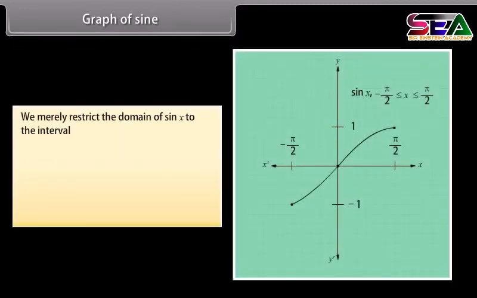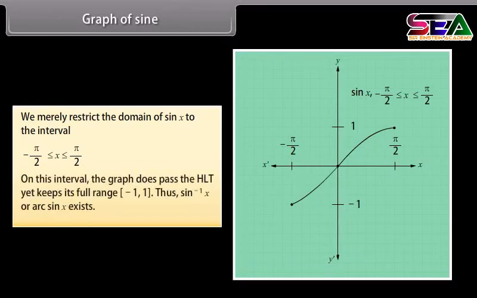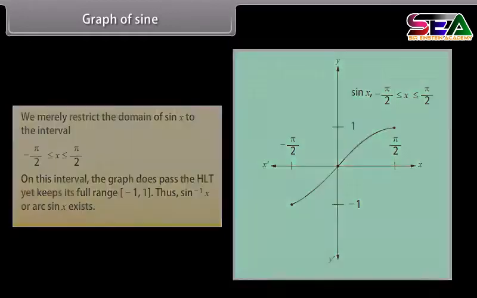Easily, we merely restrict the domain of sin x to the interval minus pi by 2 less than or equal to x less than or equal to pi by 2. On this interval, the graph does pass the HLT, yet keeps its full range [-1, 1]. Thus, sine inverse x or arc sine x exists. This is not the graph of sine inverse x. It is merely the part of the sine x function that is used to graph the inverse sine function.